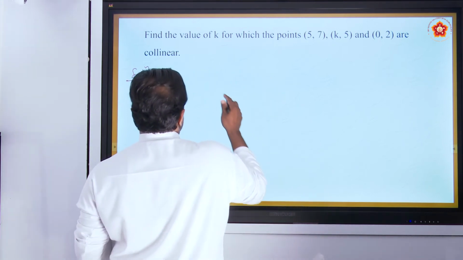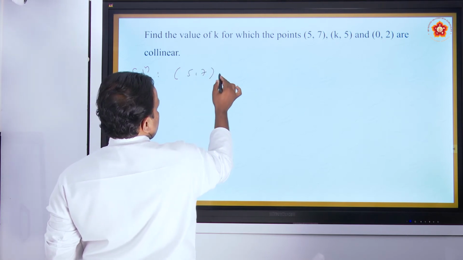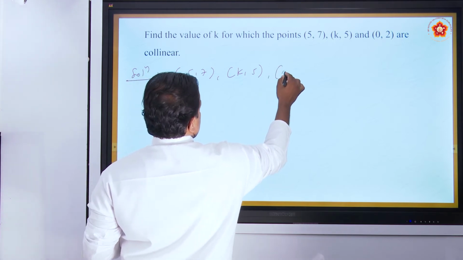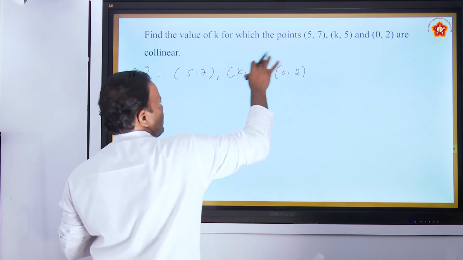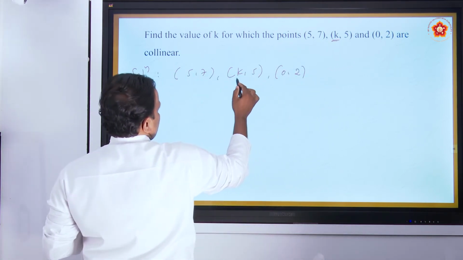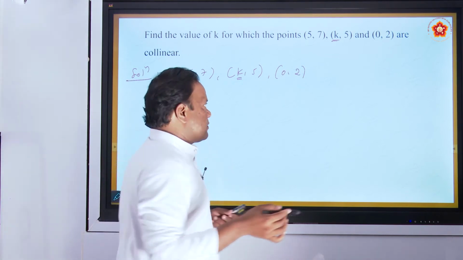So the first point is (5, 7), the second point is (k, 5), and the third point is (0, 2). These 3 points are collinear, then you have to find the value of k. Once again, use the collinearity condition. We know what the collinearity condition is.